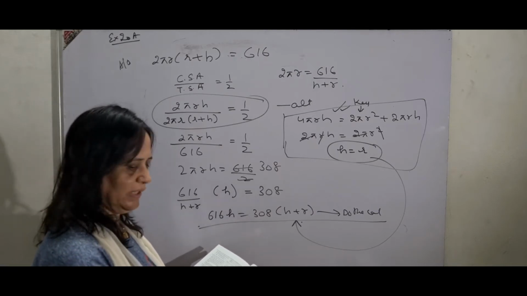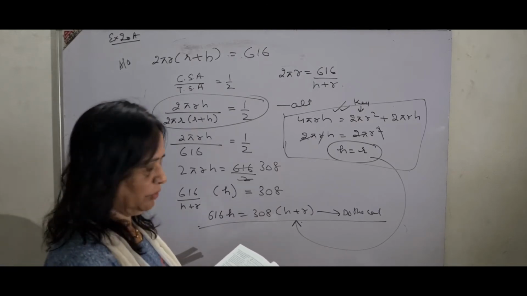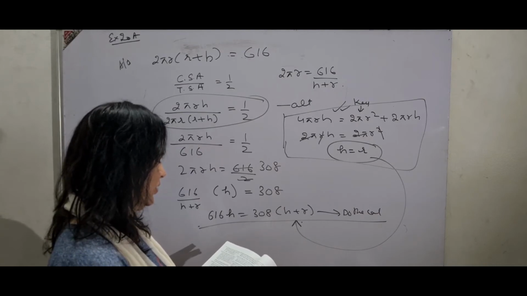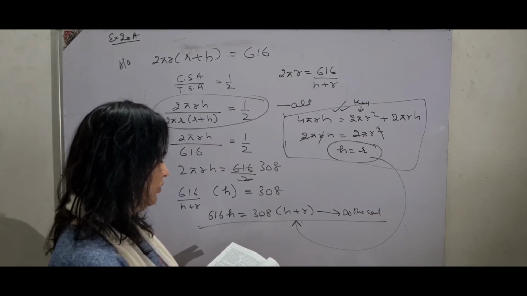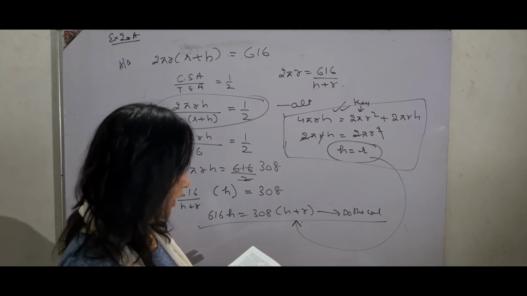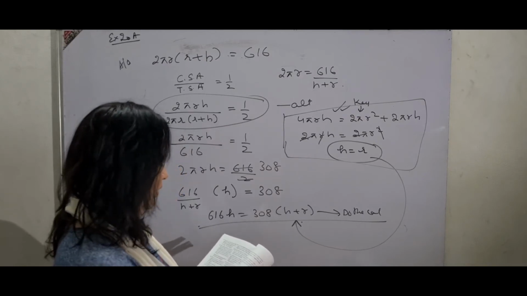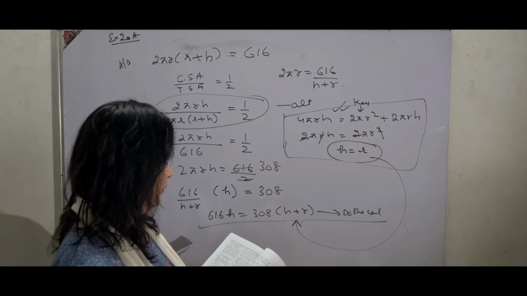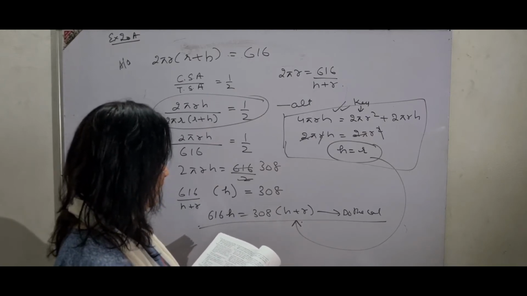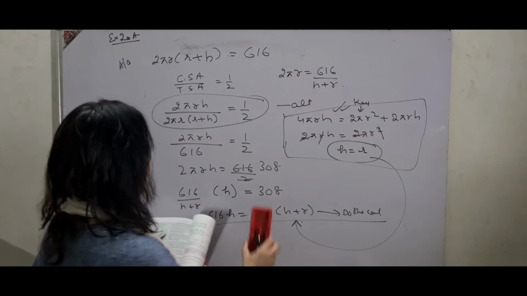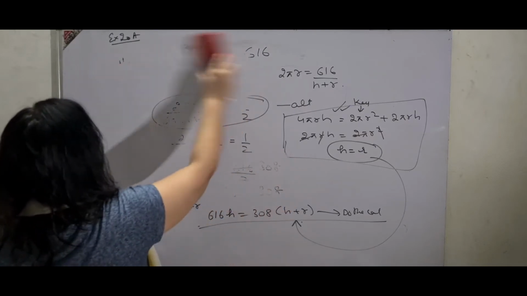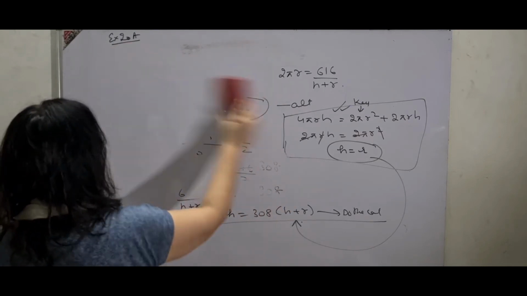Then question number 23. Moving to question number 23, I'll just read the question. A cylindrical vessel of height 24 centimeter and diameter 40 centimeter is full of water. Find the exact number of cylindrical bottles which can be filled. So it's very simple, children. The formula is number of cylindrical bottles. This is question number 23.